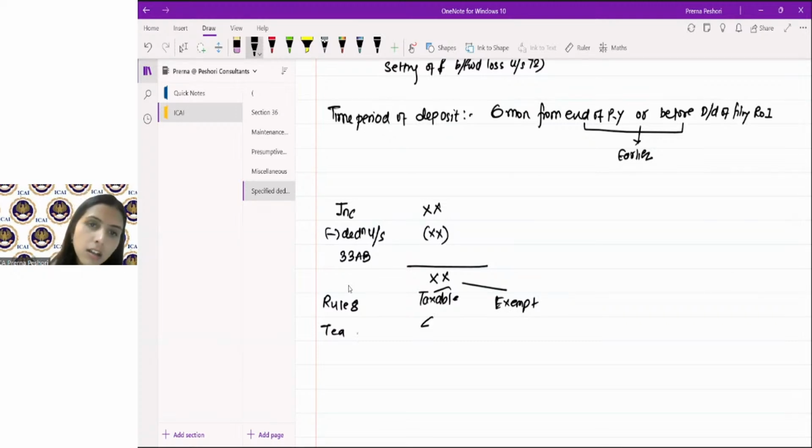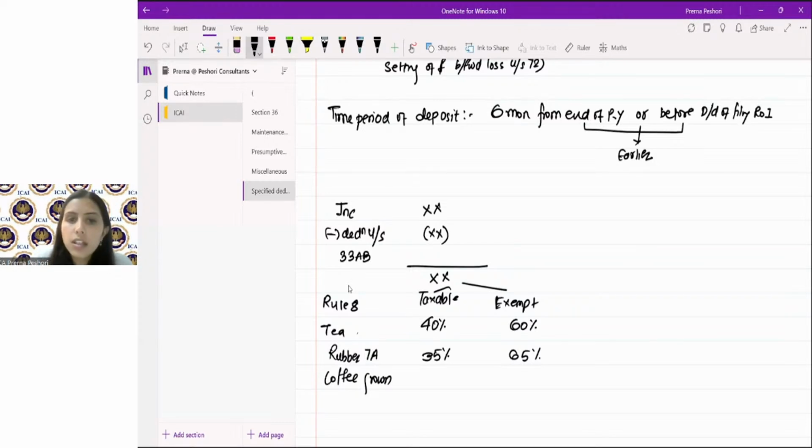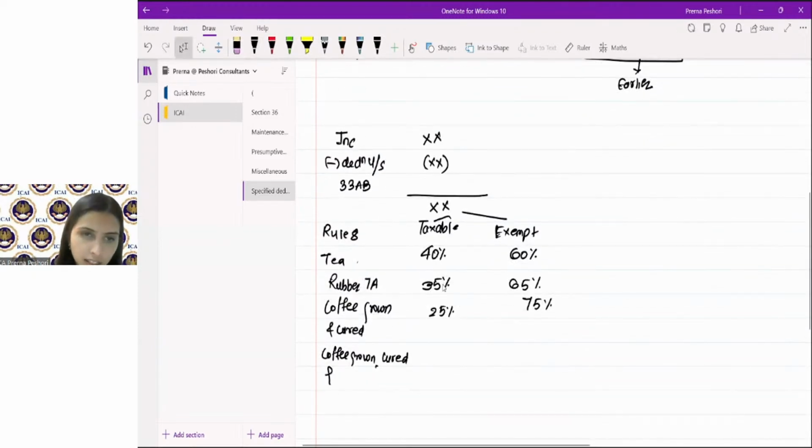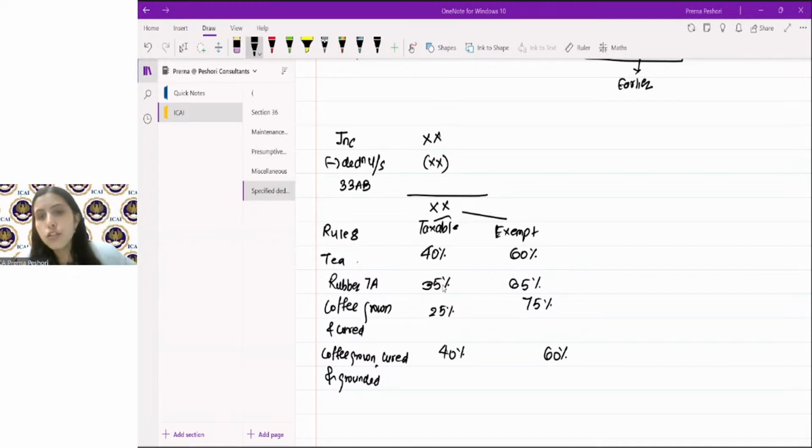in case of tea, 40% will be taxable, 60% will be exempt. In case of rubber, as per rule 7A, 35% will be taxable, 65% will be exempt. In respect of coffee, grown and cured, 25% will be taxable, 75% will be exempt. In respect of coffee grown, cured and grounded, 40% and 60%. Are we clear? So 40% will be taxable, 60% will be exempt. Clear?